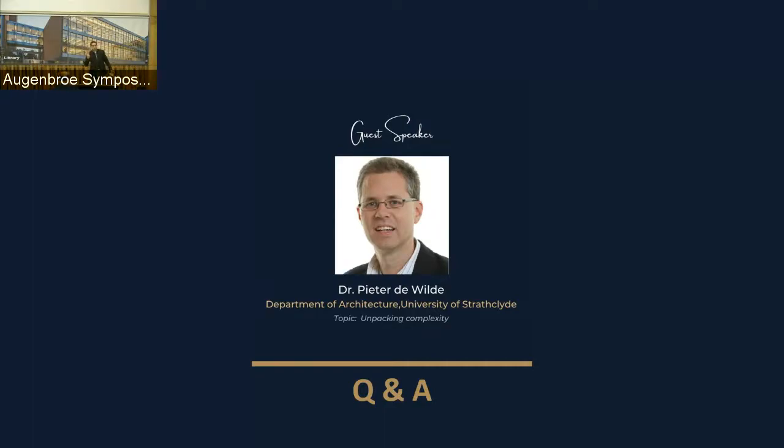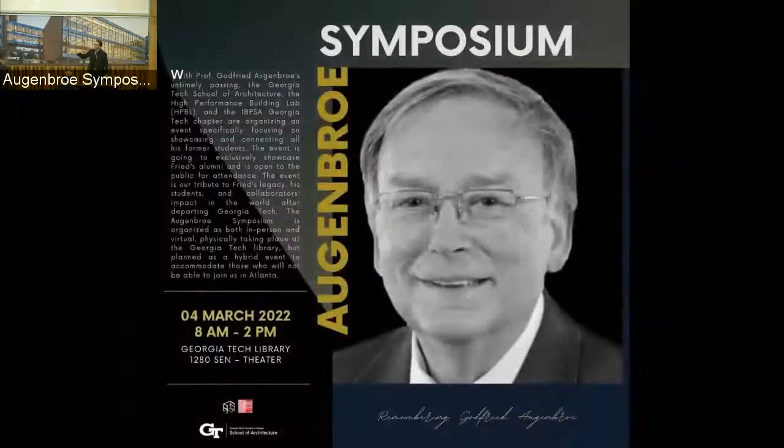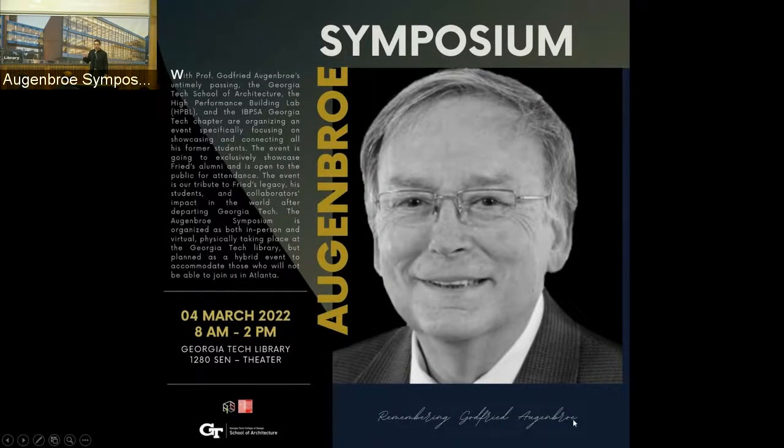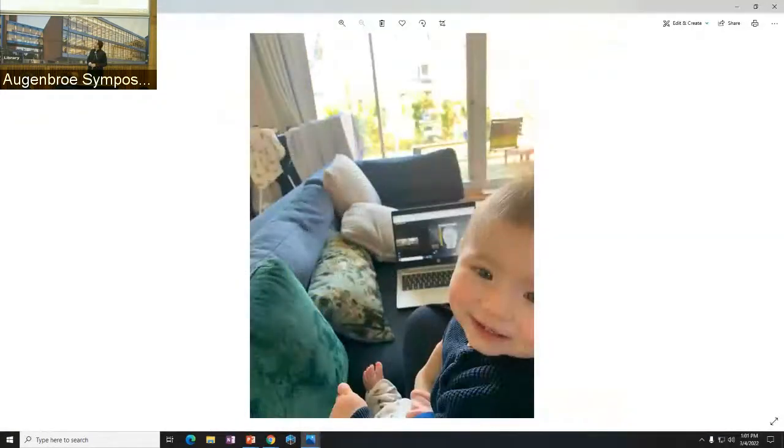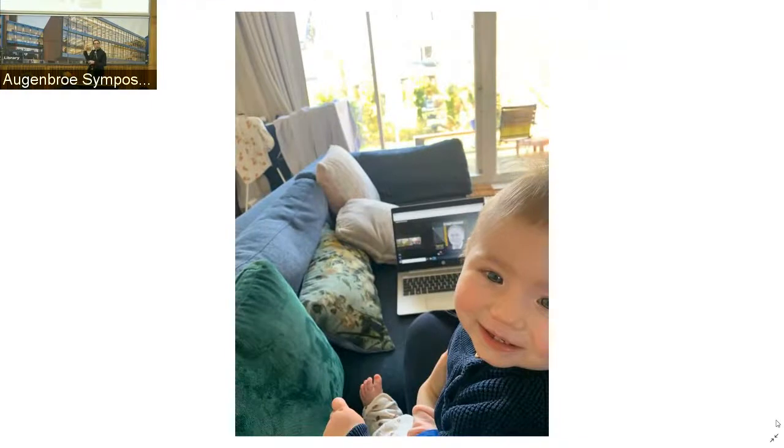Three things before we conclude. I know I'm between you and food, but three things. The first thing is we have a picture. Just wanted to show everyone something. So this is Fried's grandchild who's watching the symposium. So we just wanted to let everyone know that we have visitors from all grades of life. Let's say it like that. That's the first thing.